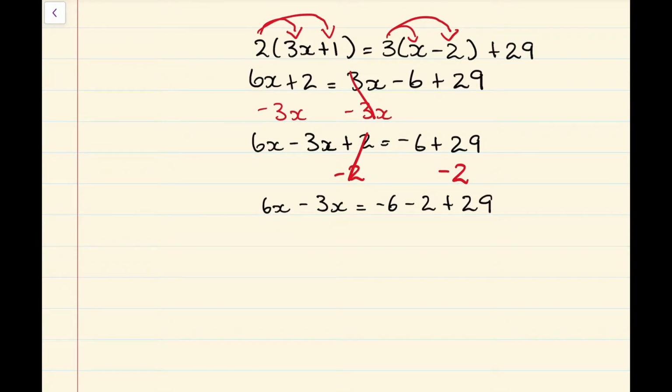Okay, and so 6x minus 3x is just going to give us 3x. And we know that negative 6 minus 2 is negative 8, and when we add 29, we'll get 21. And now we can just solve for x by dividing by 3 on both sides of the equation. So then we'll get x is equal to 7. And that's how we solve that question.